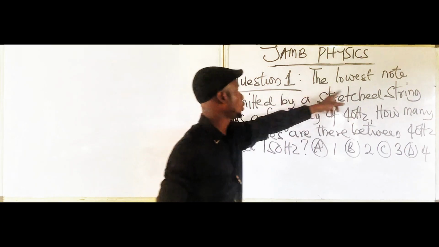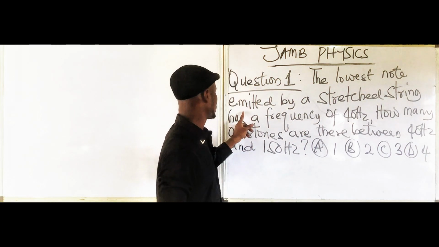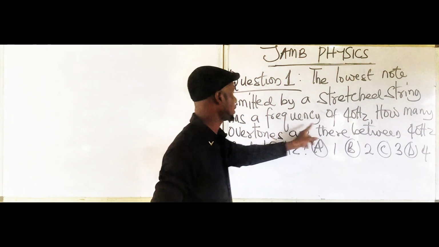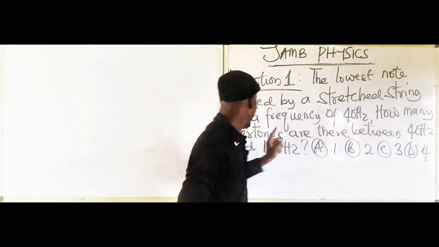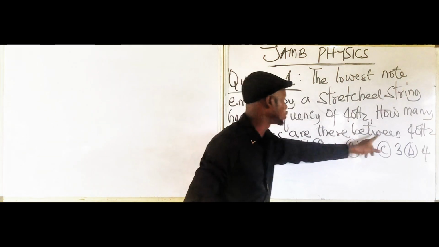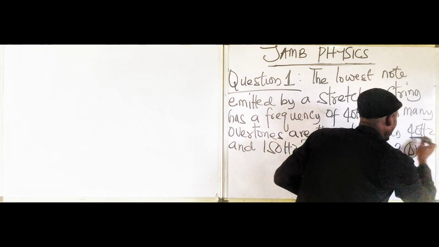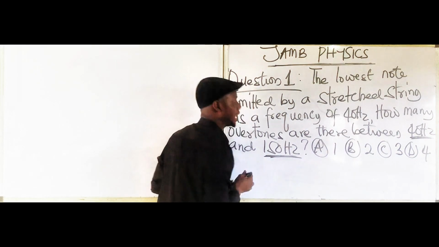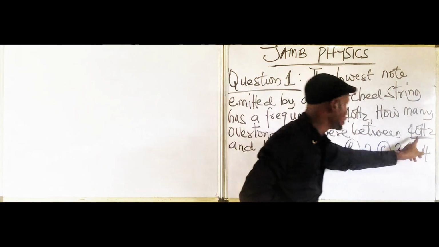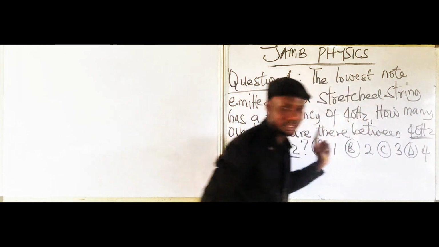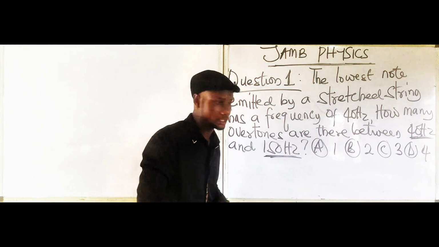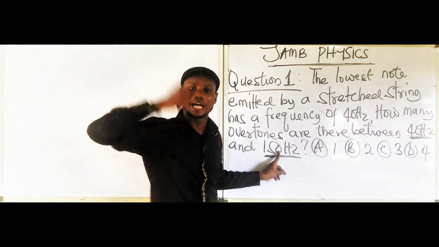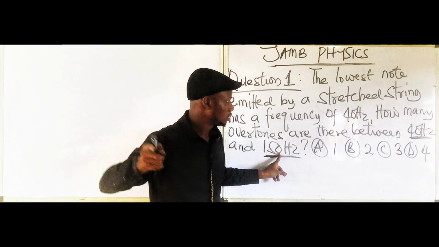All right. Now, the lowest note emitted by a stretched string has a frequency of 40 Hz. How many overtones are there between 40 Hz and 150 Hz? That means it will be between 40 Hz. If 40 Hz is included, 150 Hz is included, but it should not be more than 150 Hz. Please take note.